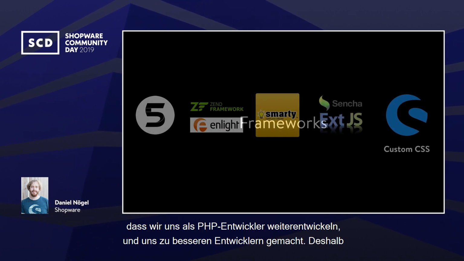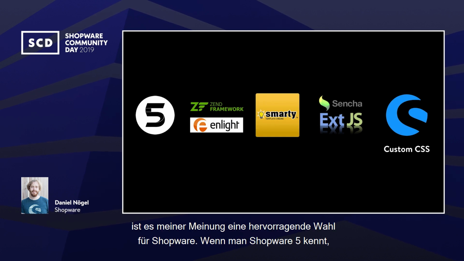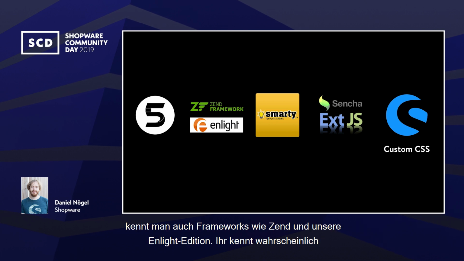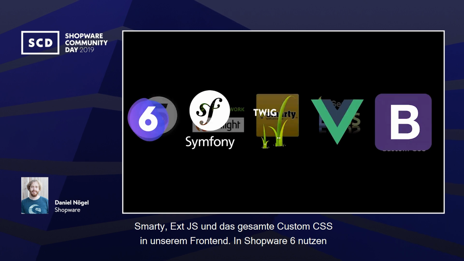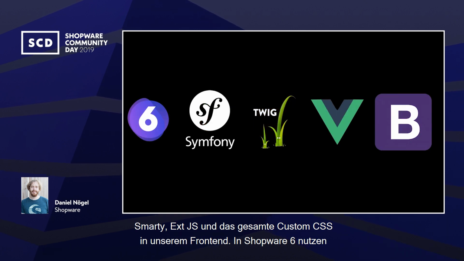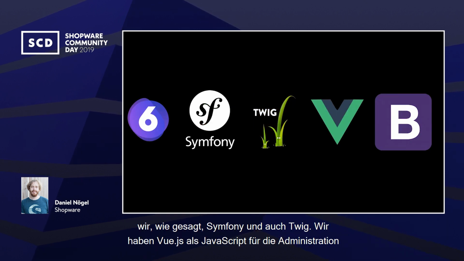If you know Shopware 5, you will know frameworks such as Zend and our Enlight edition. You will know Smarty, I think. You will know ExtJS. And you will know all the custom CSS we have in the front end. In Shopware 6, we're using Symfony as said. We're using Twig. We have Vue.js as an administration JavaScript engine. And we're using Bootstrap in the front end.